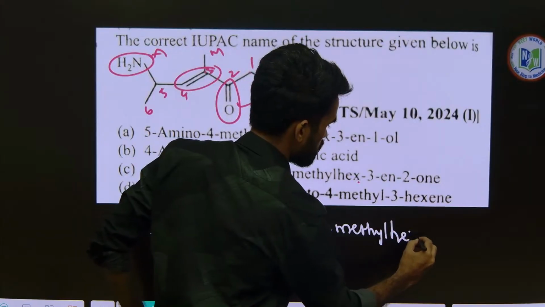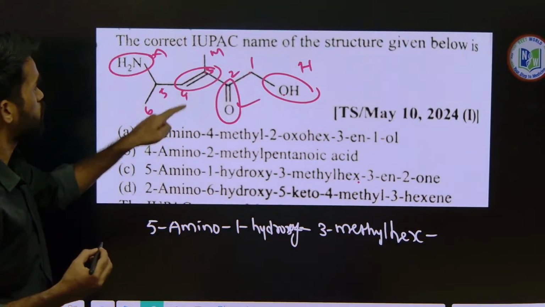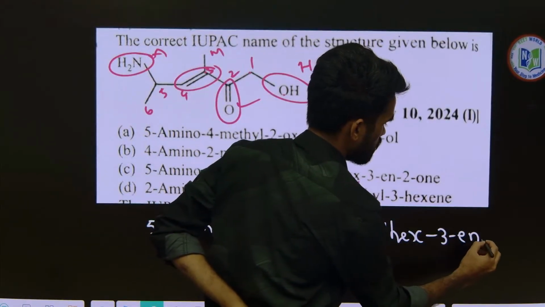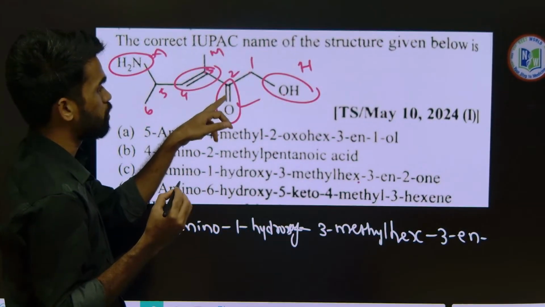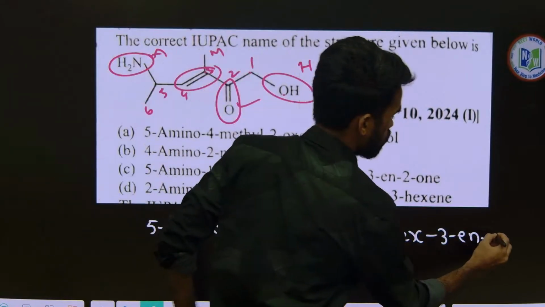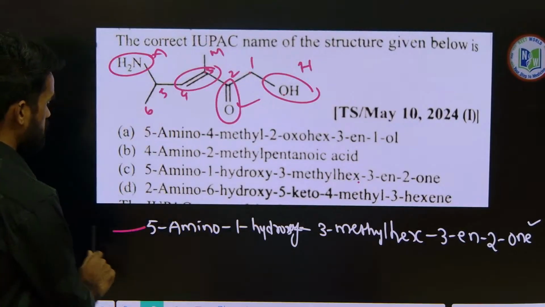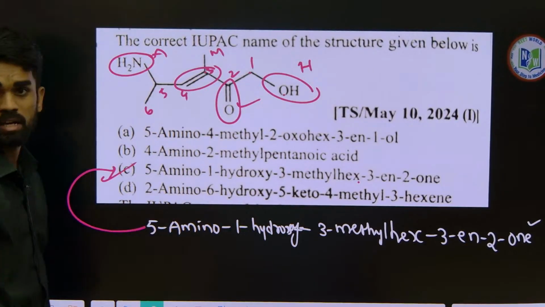Hex, and what is the position of the triple bond? 3. Hex 3 yn, and second position ketone, right, now 2 one. That's it. This will be the IUPAC name. So as it is here, option C will be your perfect answer for the question.